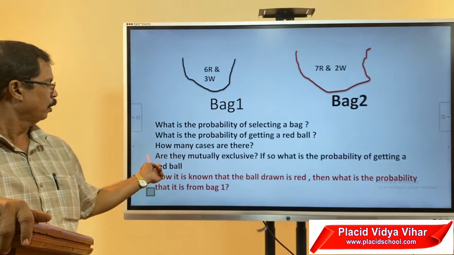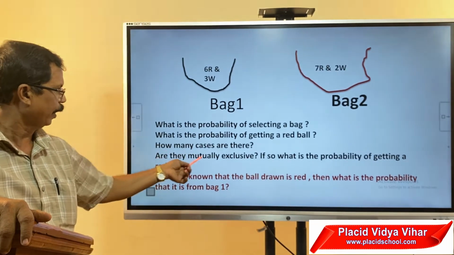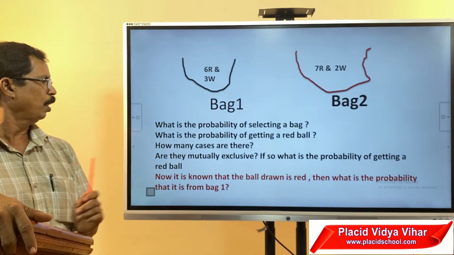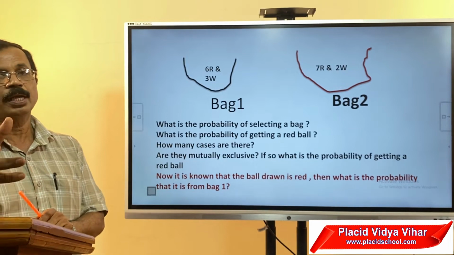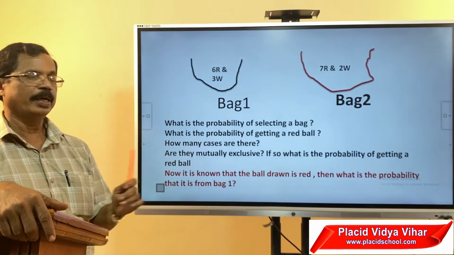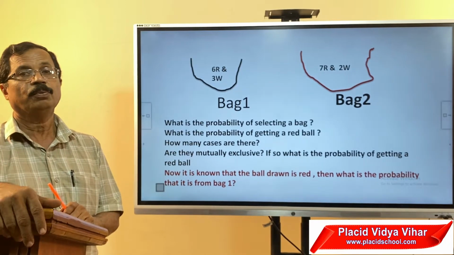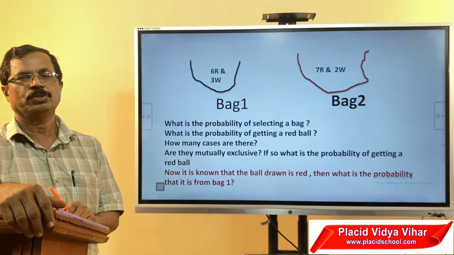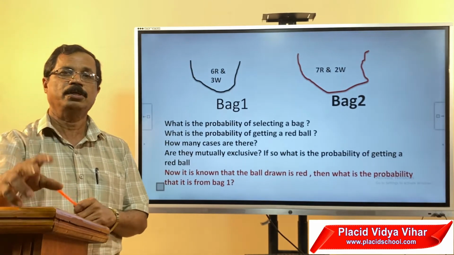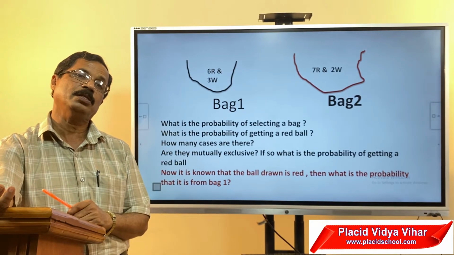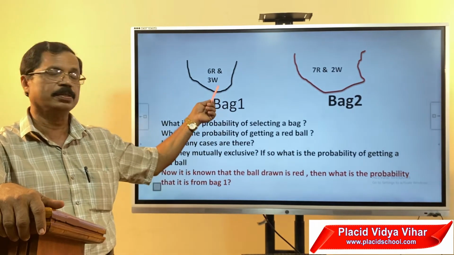Now we are considering, are they mutually exclusive? Let us think about the cases, whether they are mutually exclusive or not. If so, what is the probability of getting a red ball? We know the mutually exclusive case. If A and B are 2 mutually exclusive events associated with a sample space, then the probability of A union B is P of A plus P of B. Here also we come to the same thing.